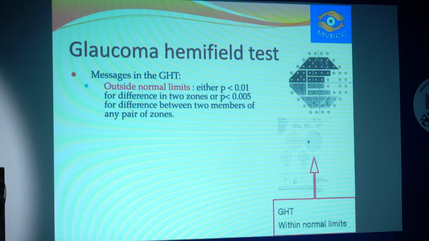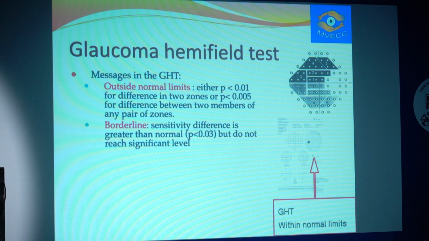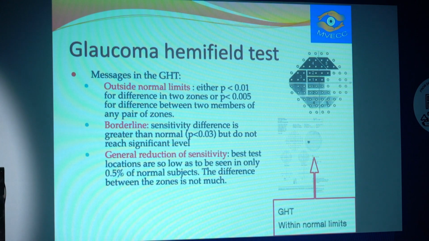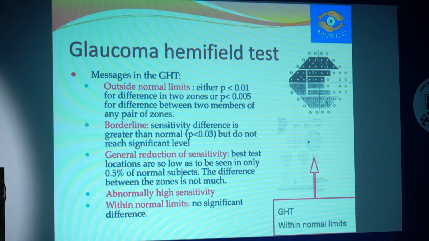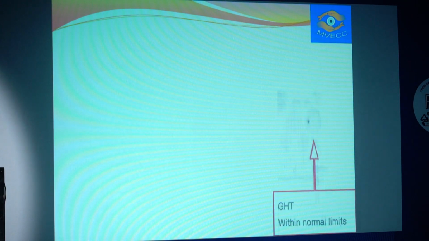Then we have the GST, which compares the upper half of the visual field with the lower half in the various zones. If the difference between the two zones is statistically significant, it flags it as outside normal limits. If it is borderline, the difference is not significant enough statistically. Generalized reduction is when all the points are low as compared to normals. Abnormally high sensitivity, as I've already talked about, and then within normal limits has to be normal.